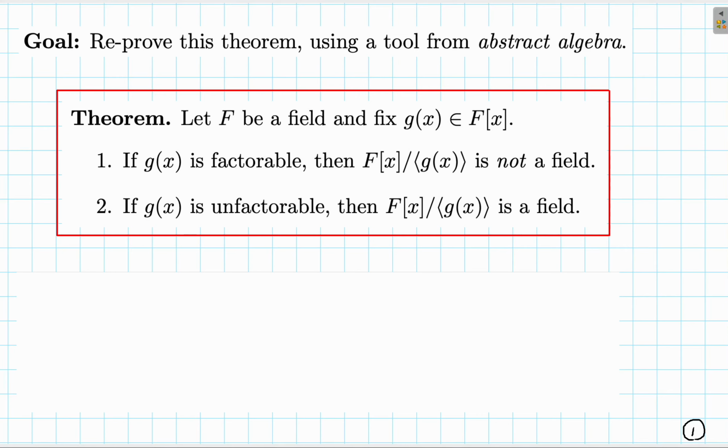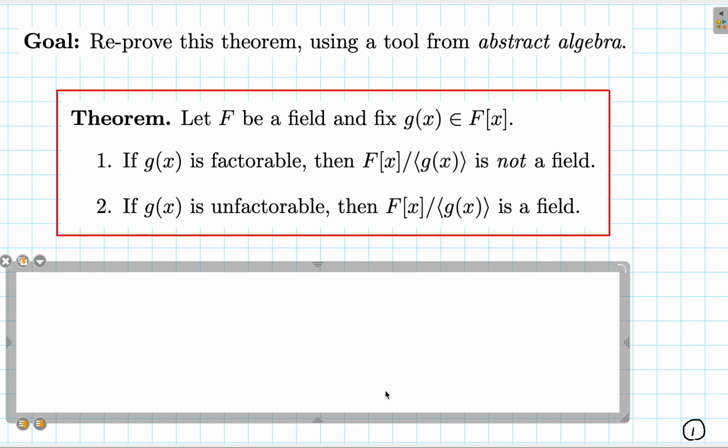Our goal for the previous lesson and today's lesson is to prove the following theorem using a tool from Abstract Algebra, namely maximal ideals. And here's the theorem. Let F be a field and fix a polynomial g(x) in the polynomial ring F[x]. First part of the theorem says if g(x) is factorable, then the corresponding quotient ring is not a field. And the second part says if g(x) is unfactorable, then the corresponding quotient ring is a field.